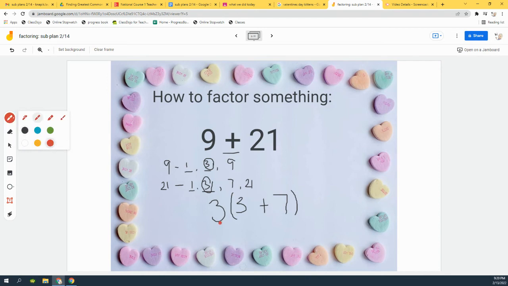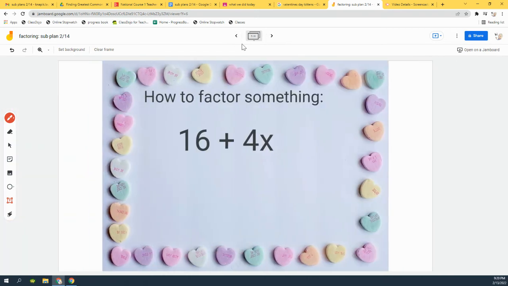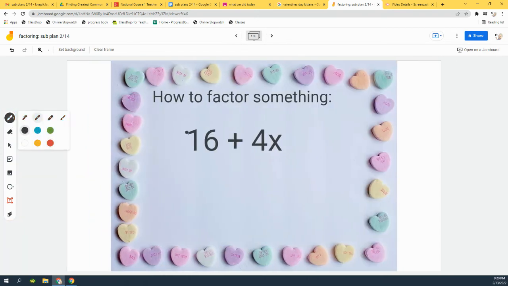Double check with your distributive property. 3 times 3, 9. 3 times 7, 21. And add. We'll do one more example. 2 more examples. Alright, so in this example we throw in a variable.